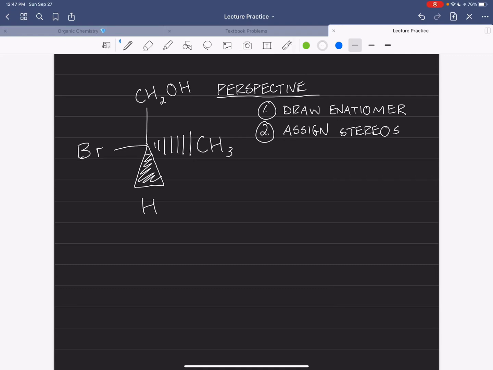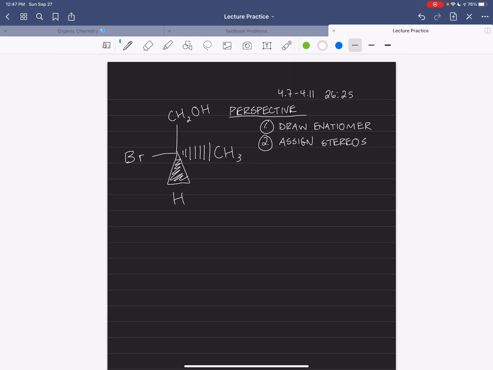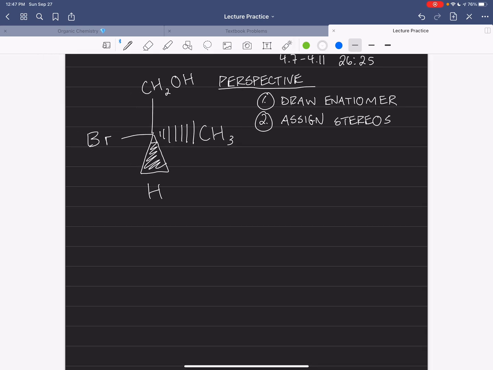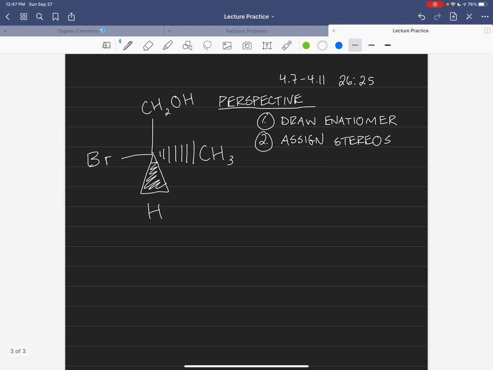All right, so this is more practice, but this time we are going to be turning this perspective drawing into a Fisher projection. This is at 26:25 in the 4.7, 4.11 video. Okay, here's what we're going to do here. So this is a perspective drawing, and we're turning this into a Fisher projection, which is just a cross like this.